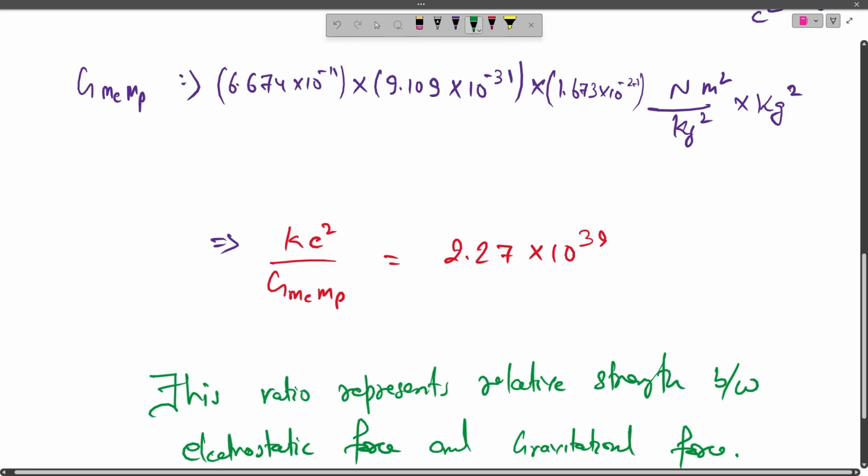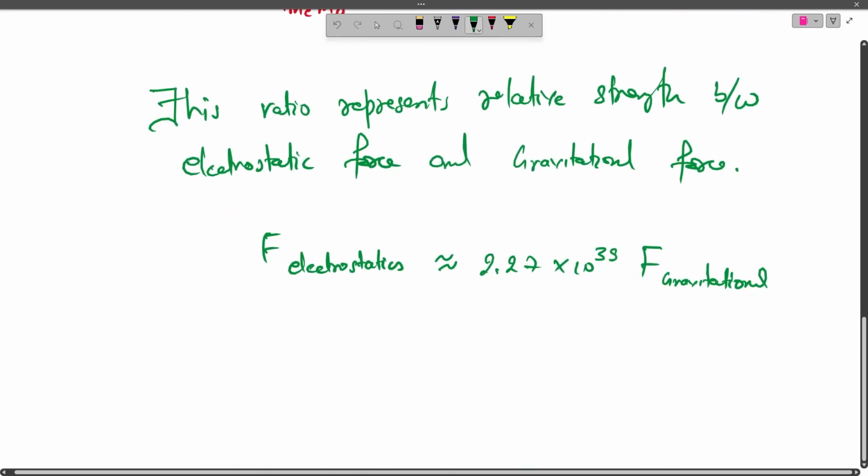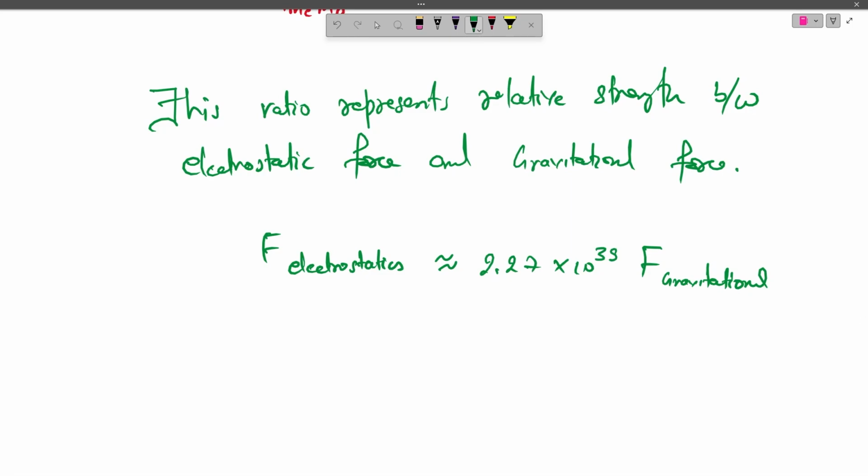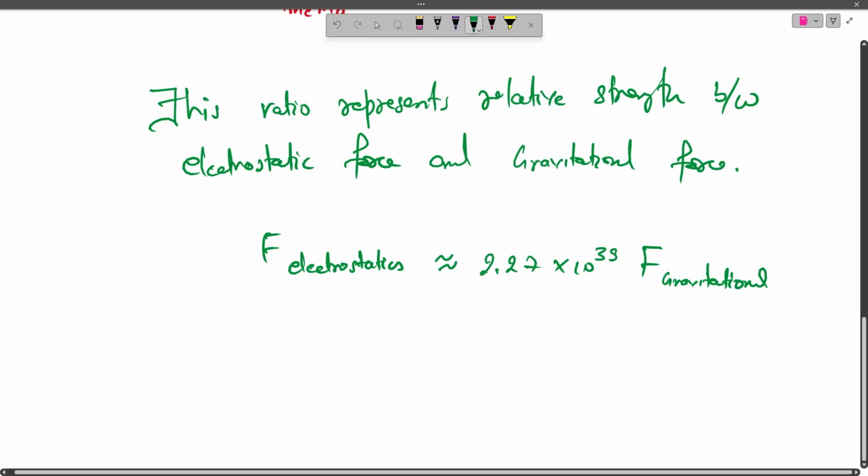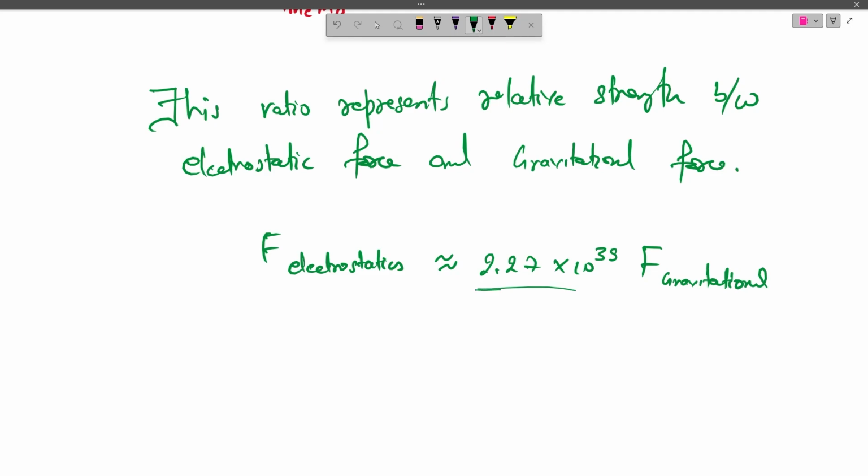Now this ratio represents the relative strength between electrostatic and gravitational force, and we see here that the electrostatic force is 2.27 into 10 to the power 39 times that of the gravitational force. That is, electrostatic force is much higher than the gravitational force, and it is higher by the order of magnitude this much. Thank you.